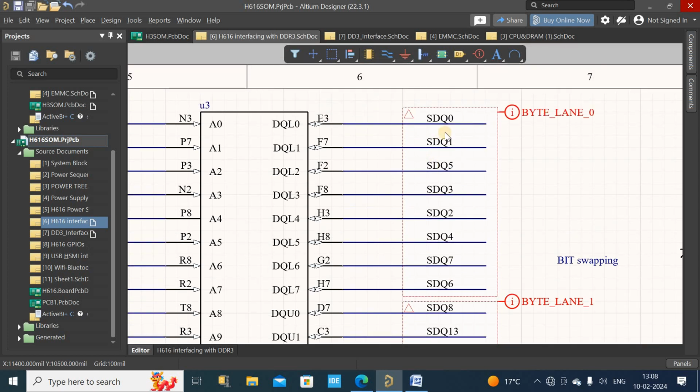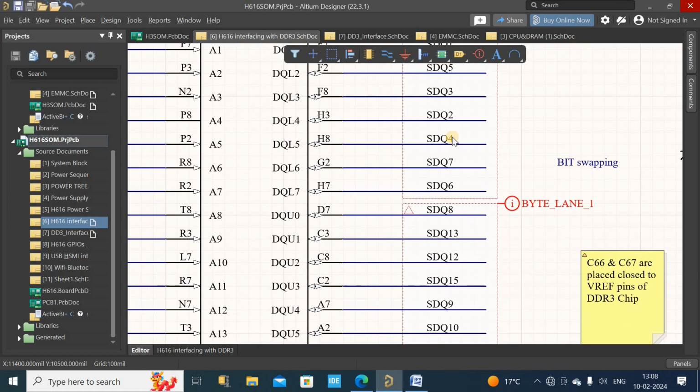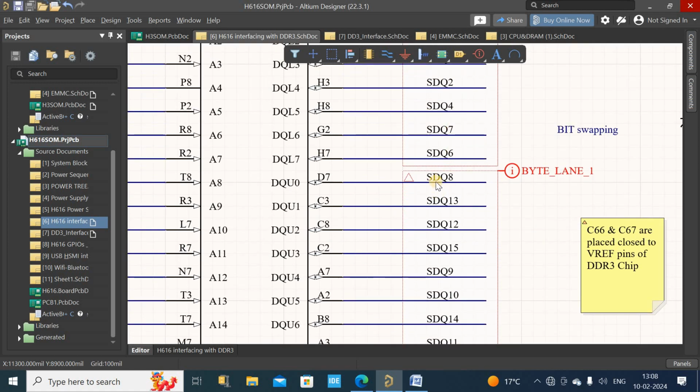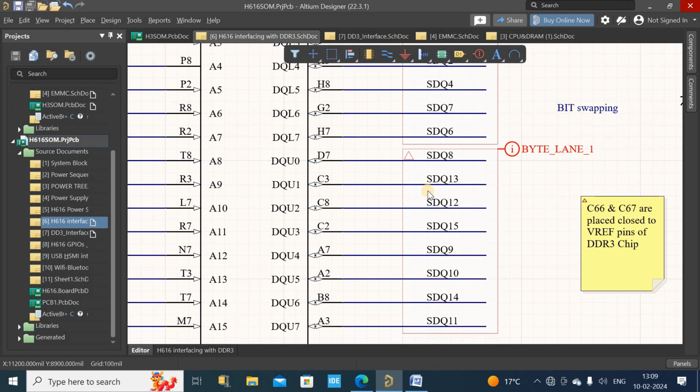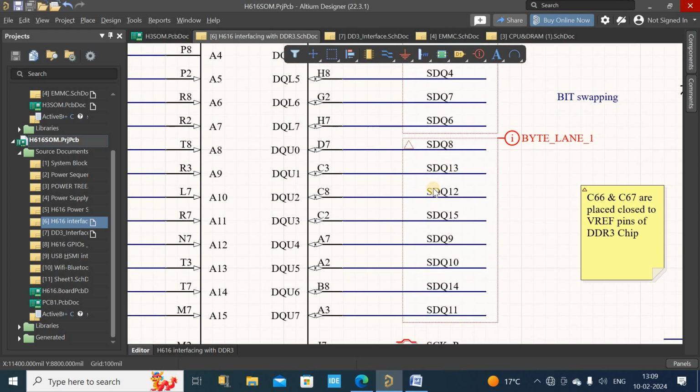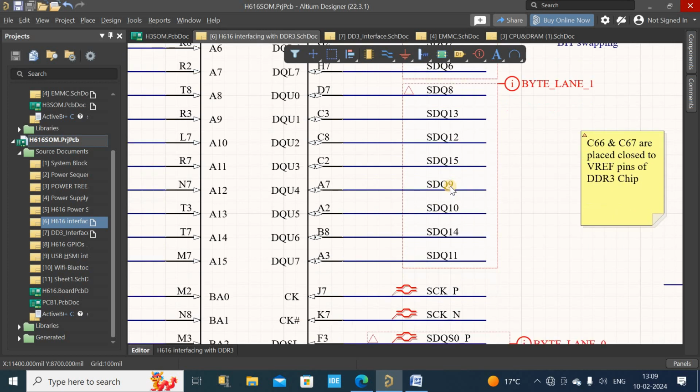It is recommended to put the least significant bits as they are. We can swap, but it is highly recommended not to swap the least significant bit. As you can see here, SDQ0 is not swapped with anyone's. SDQ0 is put on the same pin, and on the upper byte lane, SDQ8, which is the least significant bit for this particular byte lane, is also put on the same pin. However, the bytes are swapped, and the rest are swapped.